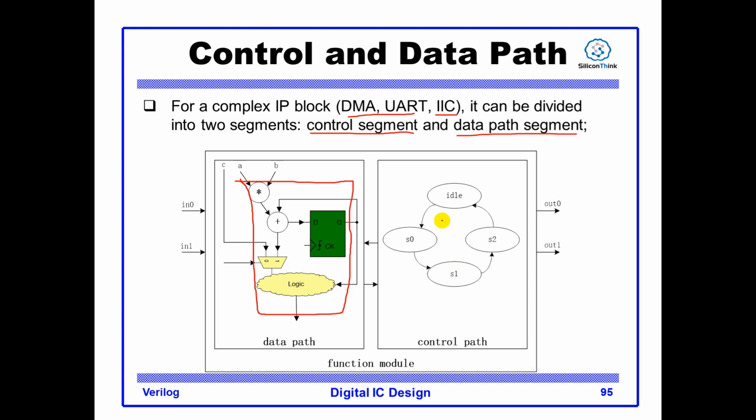So you may write some finite state machine or some control logic to control the data computing, such as when you will receive input data, what type of arithmetic operation you will perform on the data, and when you will output data. So this is called the control path.